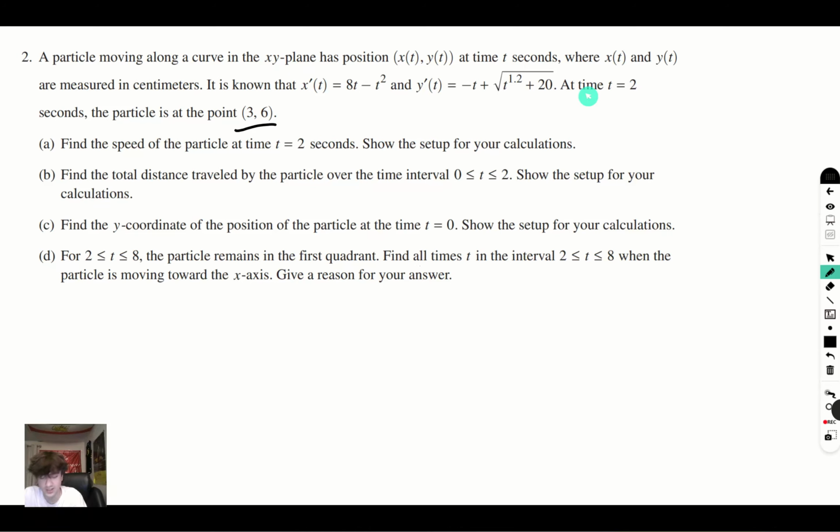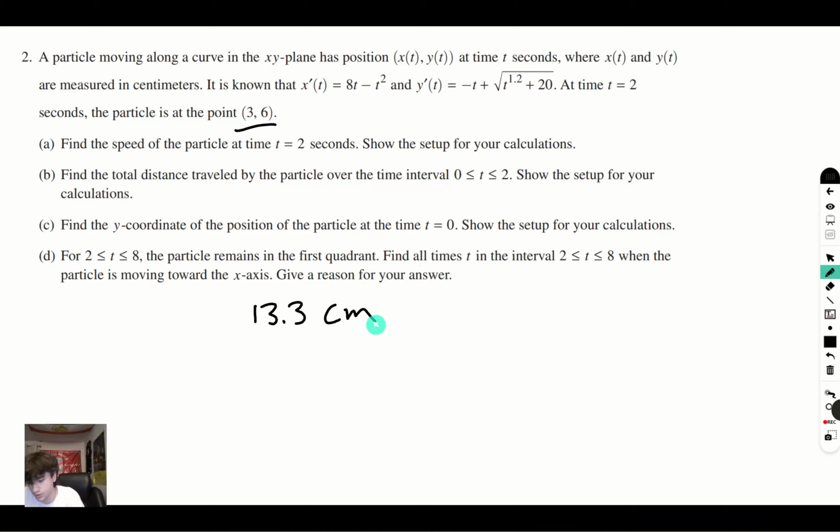Math 9 in order to get to the integral screen. 0 to 2 of 8x minus x squared dx. We get 13.3. So 13.3 is our answer for how much distance is traveled in the x direction. And now let's do the same thing for the y direction.